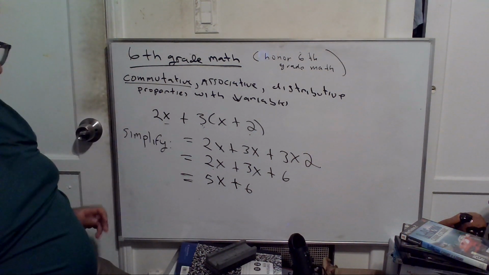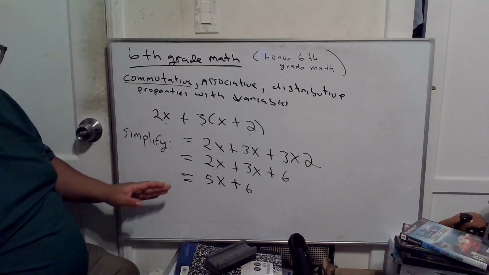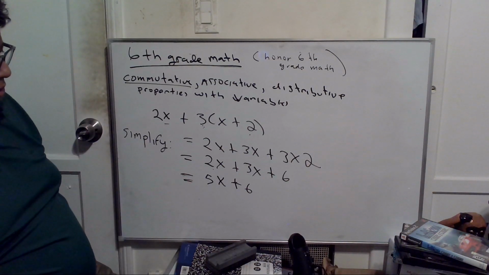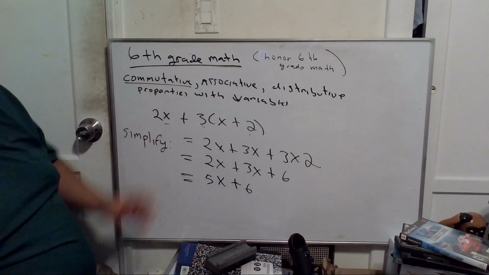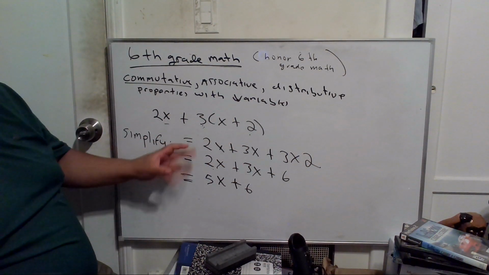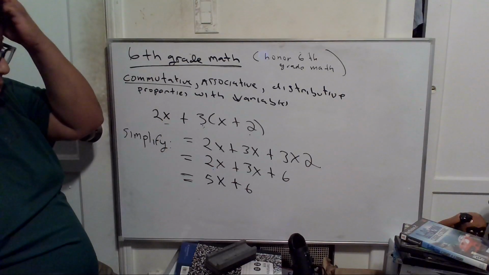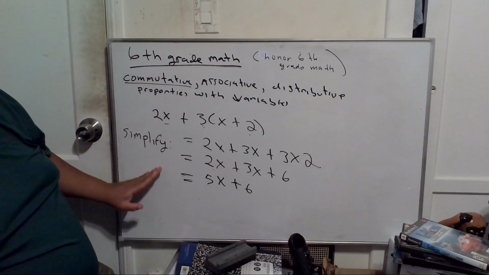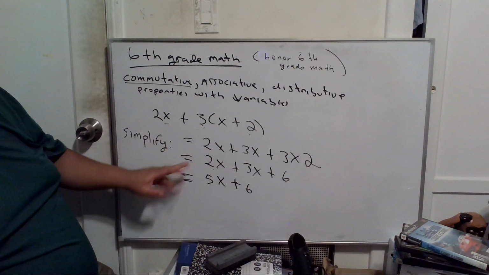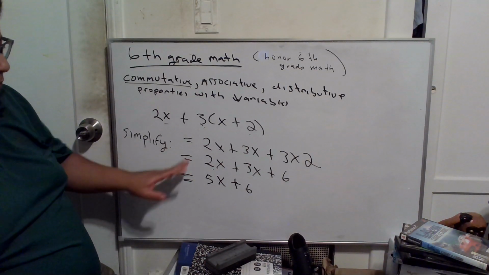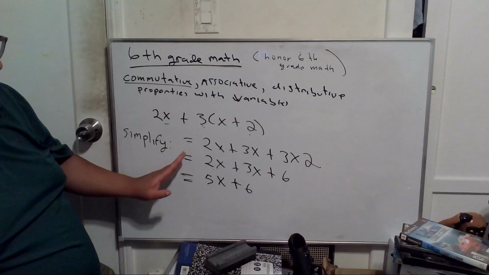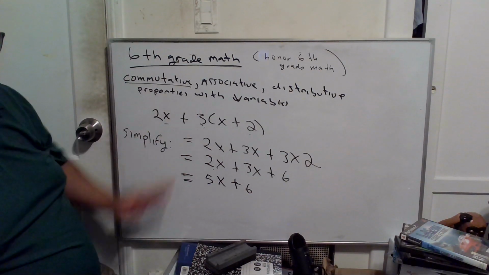So now students and parents and friends and family, I showed you how to use commutative, associative, and distributive property with variables. And of course, we're talking about whole numbers, integers. So you don't have to worry about other complicated stuff that later you learn in math. But right now, just concentrate on the basics of these properties.